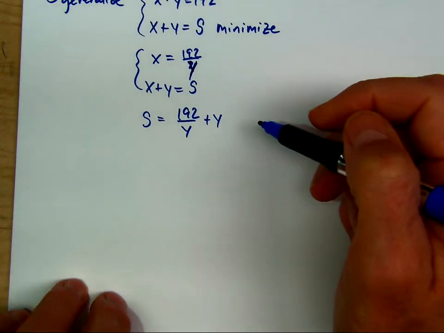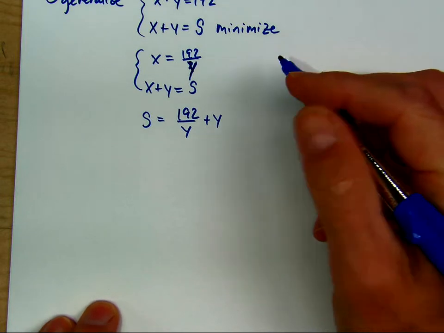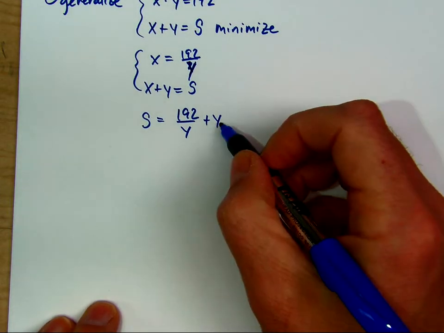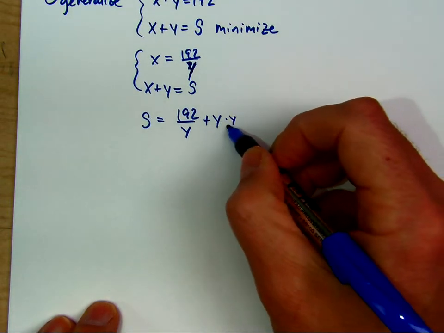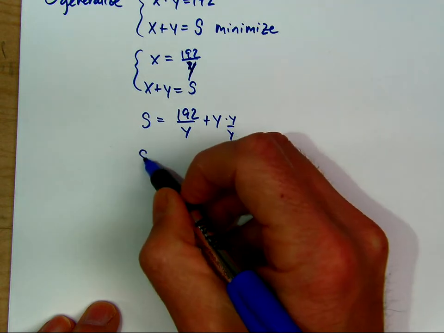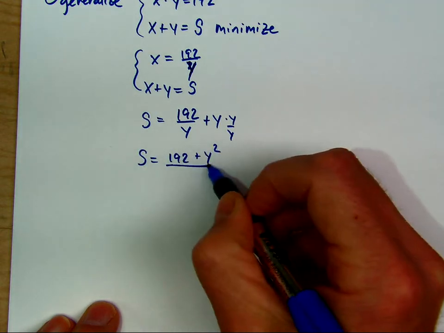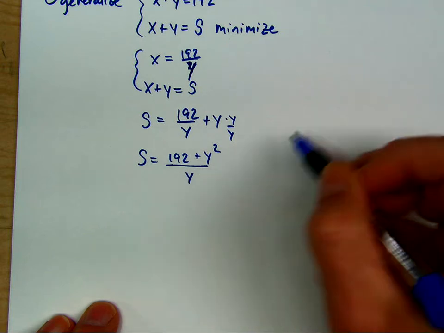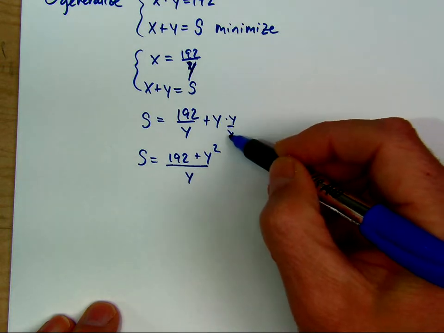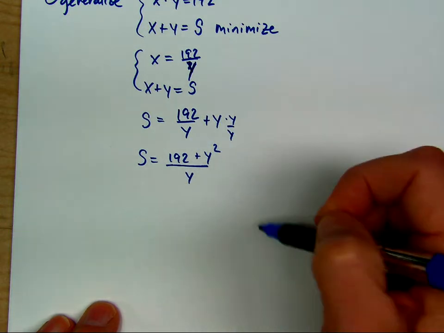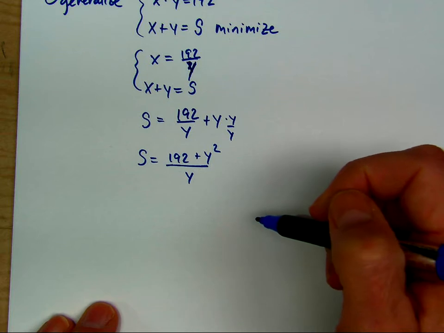And this is going to be a little easier if we get a common denominator. So let's multiply this by y over y. We have 192 plus y squared over y. We have a common denominator, so there's the combined function.